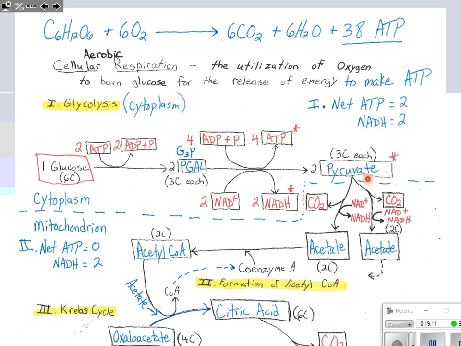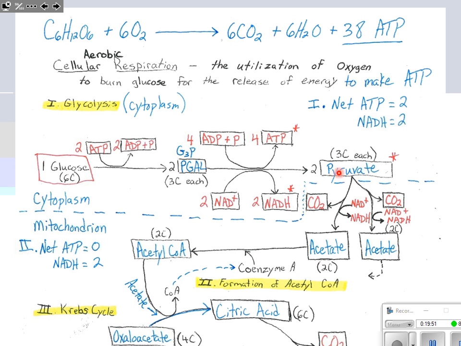But another way to make it is to take a 3-carbon amino acid and convert it into pyruvate. So it doesn't matter where the pyruvate comes from. I can still take any pyruvate, remove the carboxyl group, turn it into a 2-carbon acetate, and then plug it into the Krebs cycle. And every time an acetate enters the Krebs cycle, I'm going to get 3 NADHs, 1 FADH2, and 1 ATP. It doesn't matter where that acetate comes from.